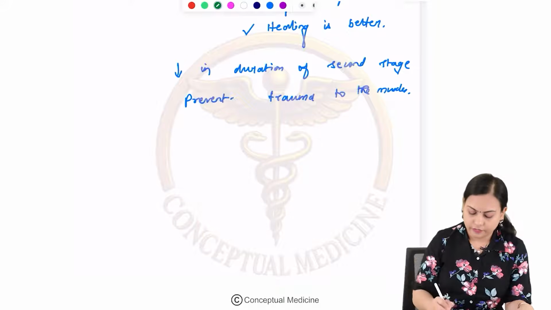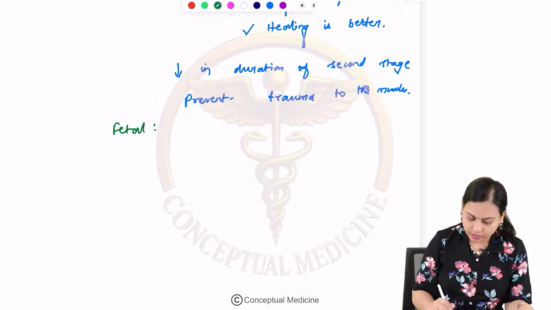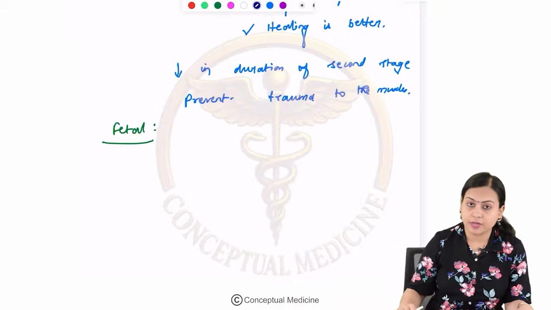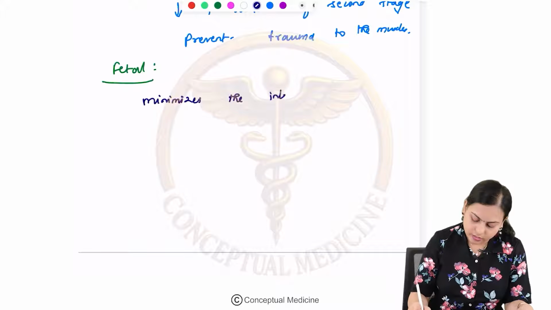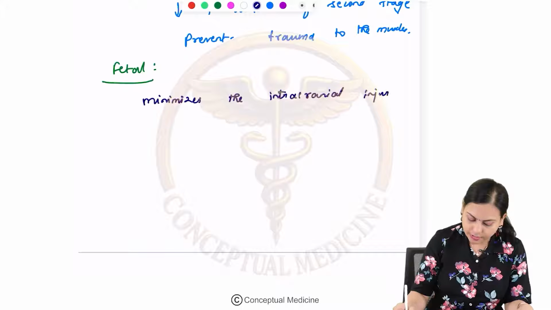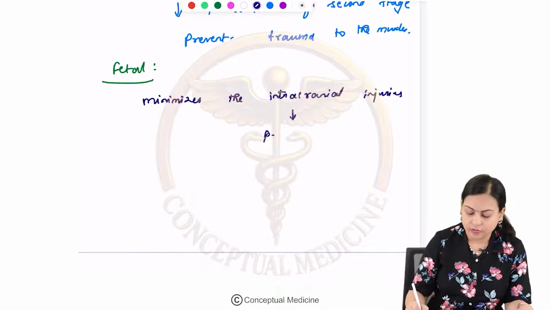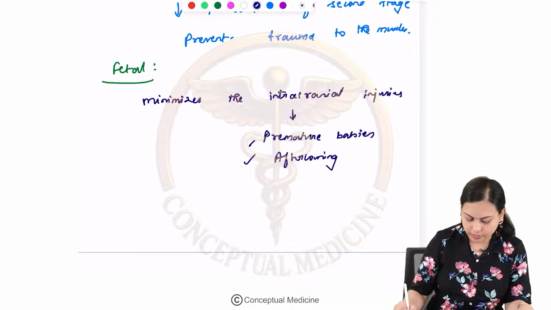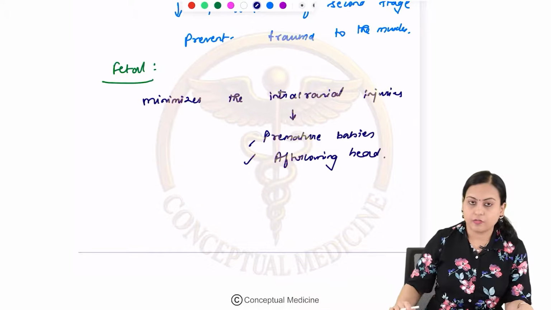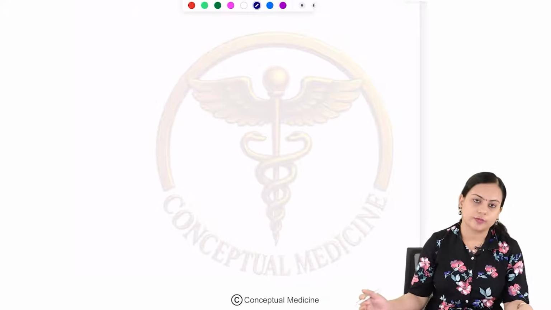Now, what are the fetal advantages? For the fetus, it minimizes the intracranial injuries, especially in case of premature babies and after-coming head. Okay, so that's it. Now, we will see what are the types of episiotomy you can give.